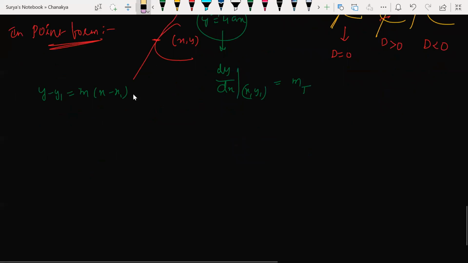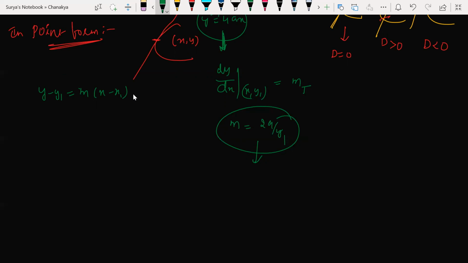What is m here? If you just differentiate the given curve, you will get m value as 2a by y. This is my slope of the tangent. Okay, it is passing through x1 comma y1. So हमारा slope भी क्या हो जाएगा? 2a by y1. It is passing through x1 comma y1. So my slope is going to be 2a by y1. ठीक है people.